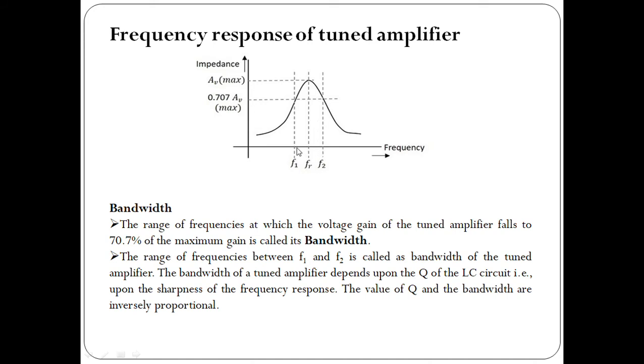So the bandwidth of this tuned amplifier is nothing but the difference between the upper cutoff frequency and the lower cutoff frequency. This bandwidth depends on the quality factor of the LC circuit, that is, the sharpness of the frequency response. The value of Q and the bandwidth are inversely proportional in the case of a tuned amplifier.